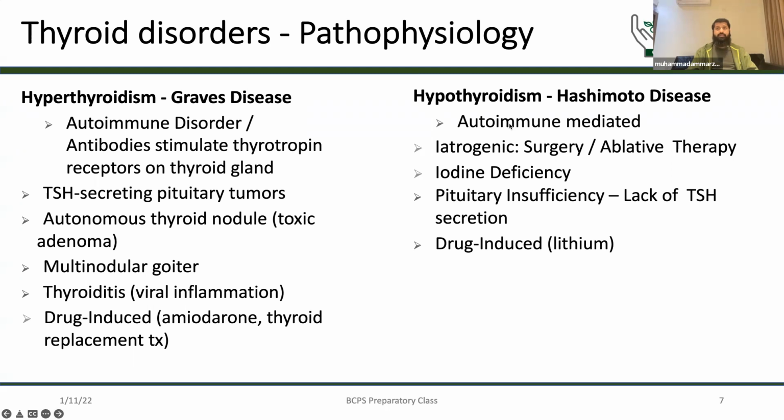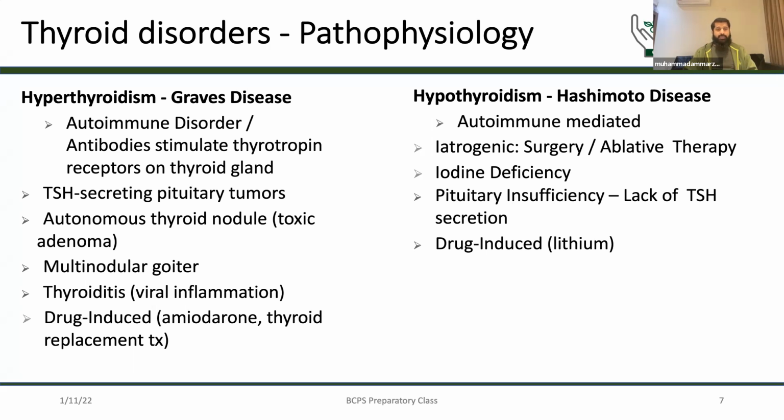You can see on the right, hypothyroidism. The most common hypothyroid disorder is Hashimoto disease. This is also an autoimmune mediated disease in which autoantibodies are formed against the thyroid gland. So we will discuss Hashimoto disease and the treatment of Hashimoto disease in detail. This hypothyroidism could be a result of surgery or ablative therapy.